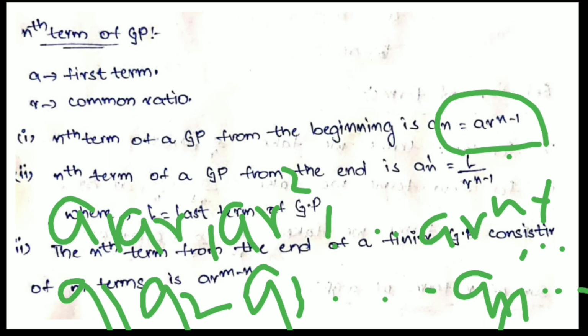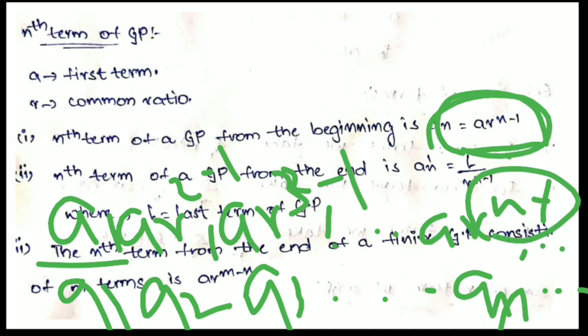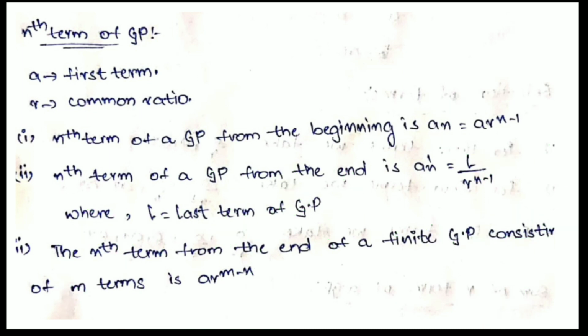Let us check it. The first term of a GP from the beginning, a1, is ar power 1 minus 1, that is ar power 0, that is a, the first term. Like that, for the second one it is 2 minus 1, for the third one it is 3 minus 1, and for the nth term it is n minus 1, so that ar power n minus 1.